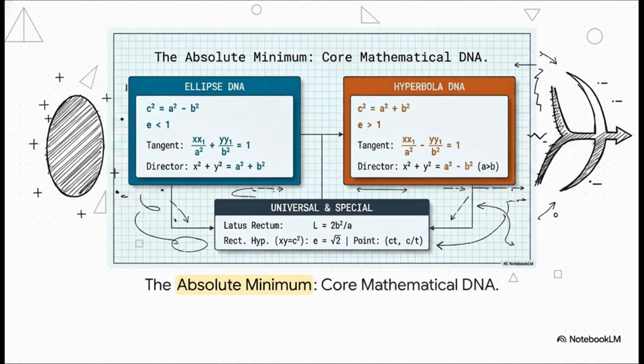See how the ellipse DNA strictly relies on e being less than 1 and uses all those positive structures for tangency? Contrast that instantly with the hyperbola DNA, where e is greater than 1 and the minus sign completely takes over. Master this interconnected network, trust your visual intuition over rote memorization, and you won't just pass the exam, you are going to absolutely dominate it. The real question is, if math is a language, are you going to keep memorizing the vocabulary, or are you finally ready to just speak it fluently?